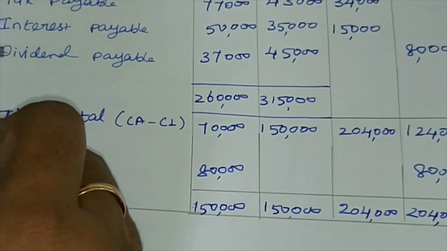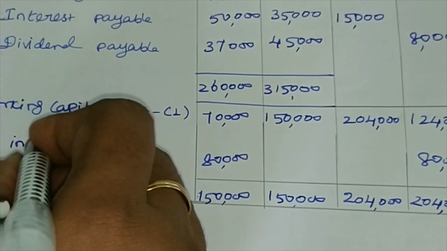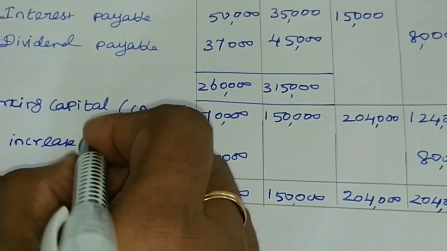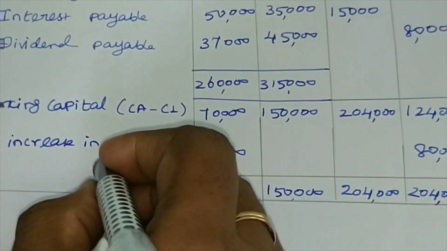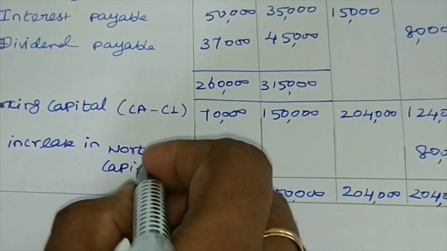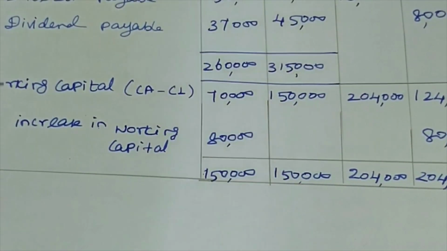So this is the net increase in working capital. The net increase in working capital will be transferred to the fund flow statement.